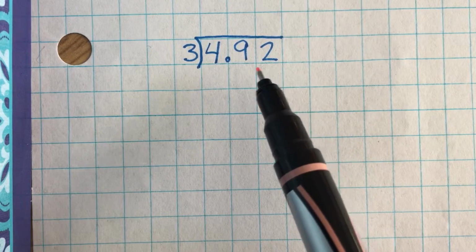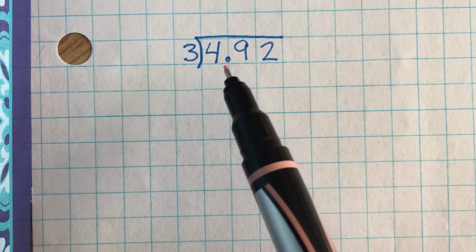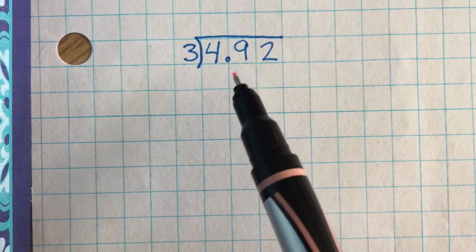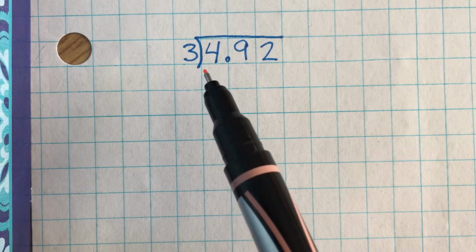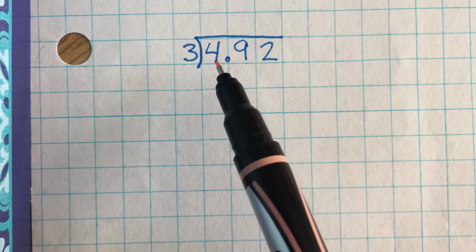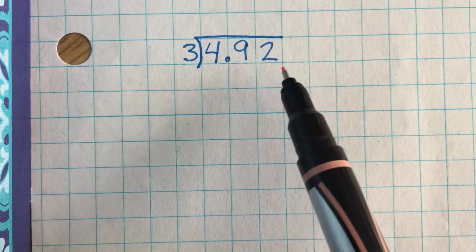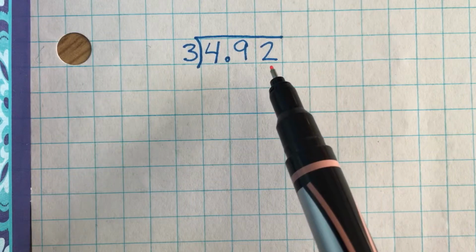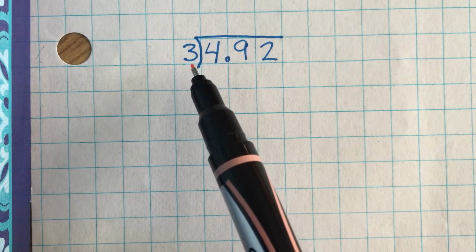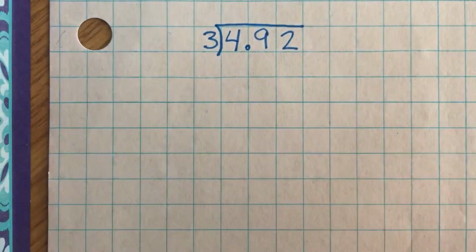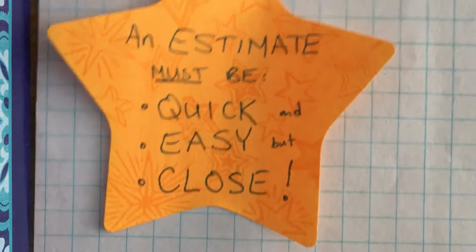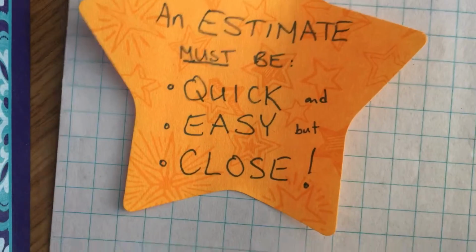If this was a multiplication problem, we would just look at rounding up or rounding down. But because we're using division, we want to think about compatible numbers. What I mean by that is we want to think of a number that 4 and 92 hundredths is close to, but that's also easy to divide by 3. We know that an estimate needs to be quick and easy, but close.